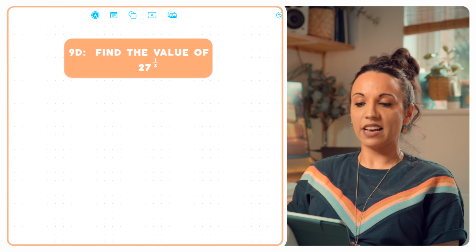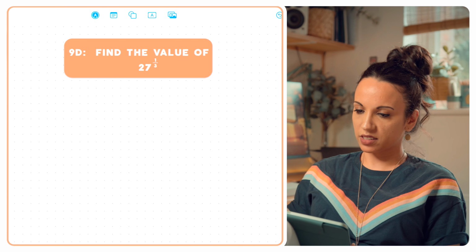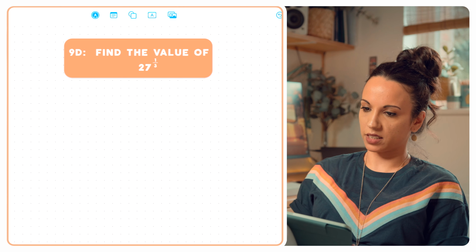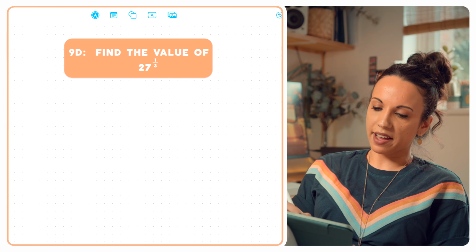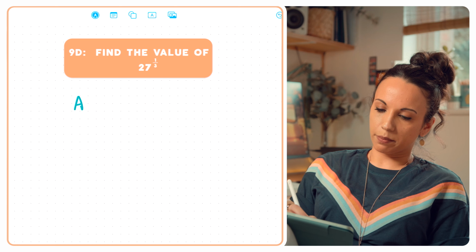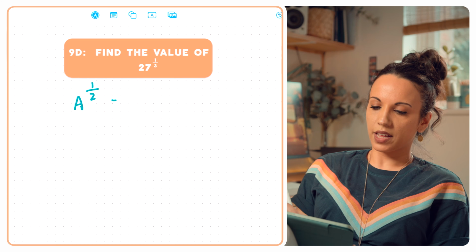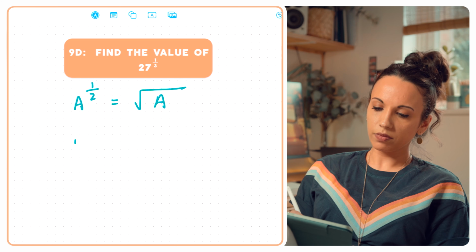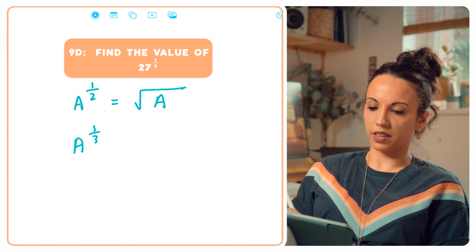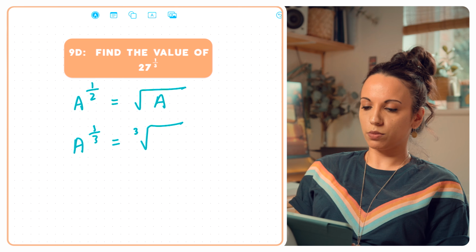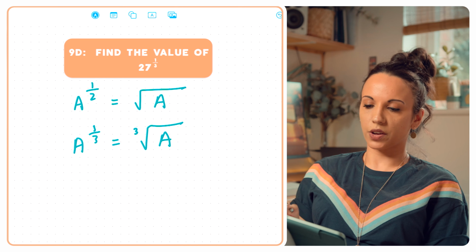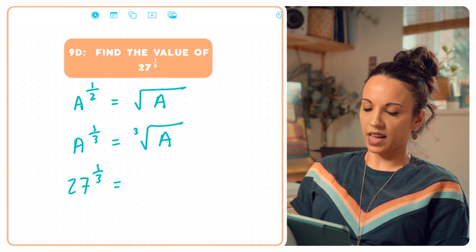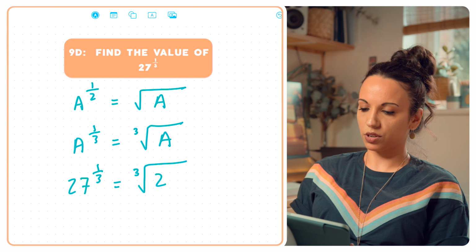Okay, 9d. Find the value of 27 to the power of 1/3. Okay, so we've got fractional powers here. So what do they mean? Well, if we have any number to the power of a half, that means the square root of that number. If we have any number to the power of a third, that means the cubed root of that number. So here we've got 27 to the power of a third. So that is the cubed root of 27.